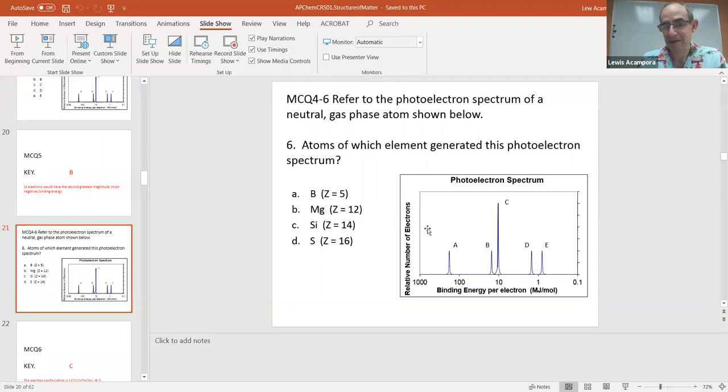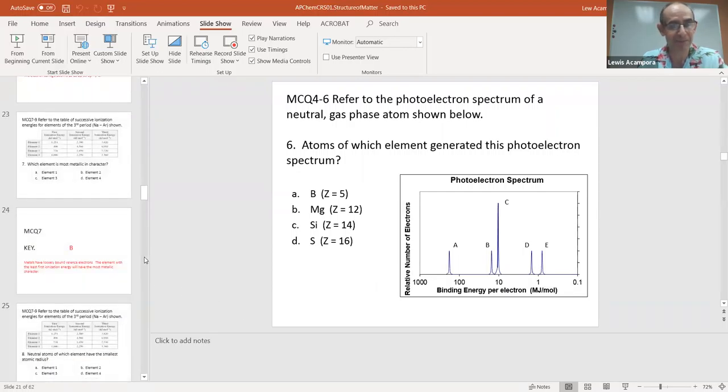And then again, in order to tell which element generates a spectrum, we just need to count the electrons, and we've got 2 + 2 + 6, that's 10, + 2 + 2 = 14. So this would be the photoelectron spectrum of a silicon atom.